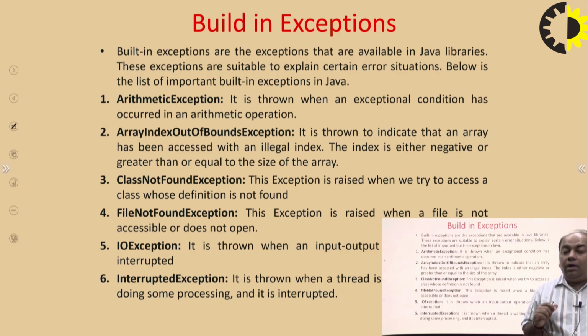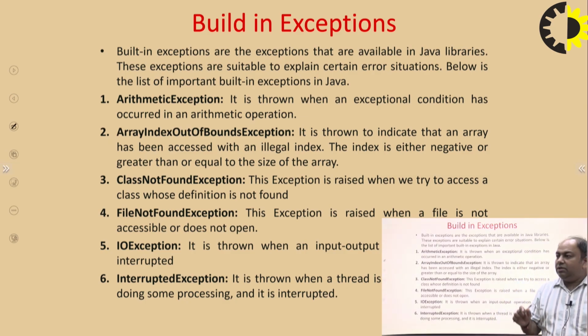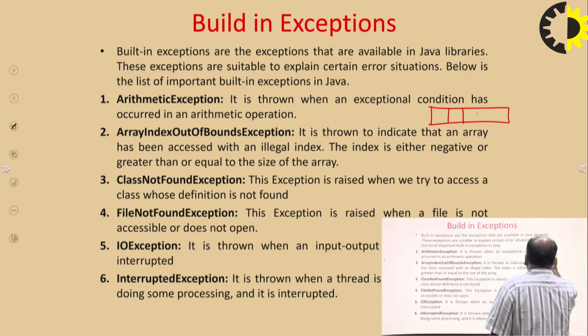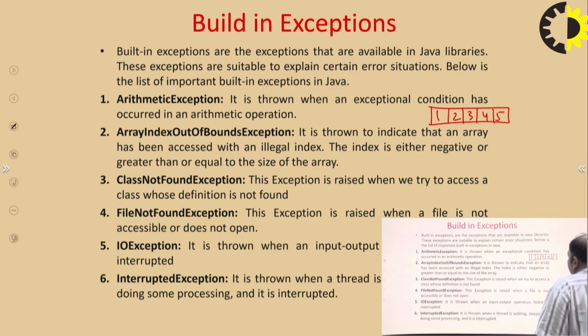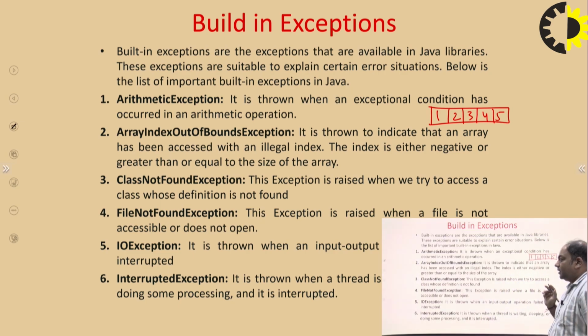Okay, which I have written also. The index is either negative or greater than or equal to the size of the array. Like we are using an array of 5 values, so it is 1, 2, 3, 4, 5. If we use the index 6, then it is the array index out of bound exception.